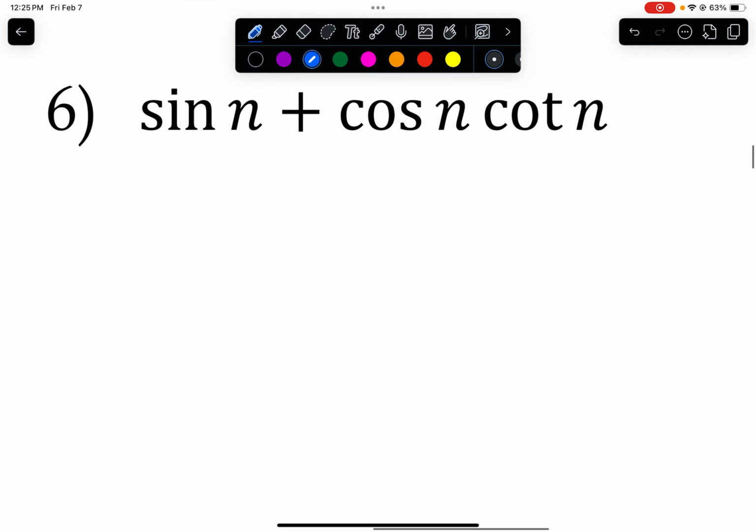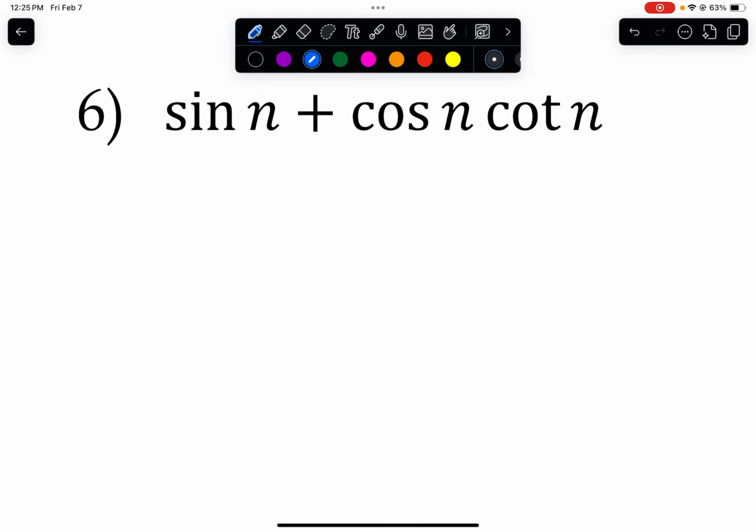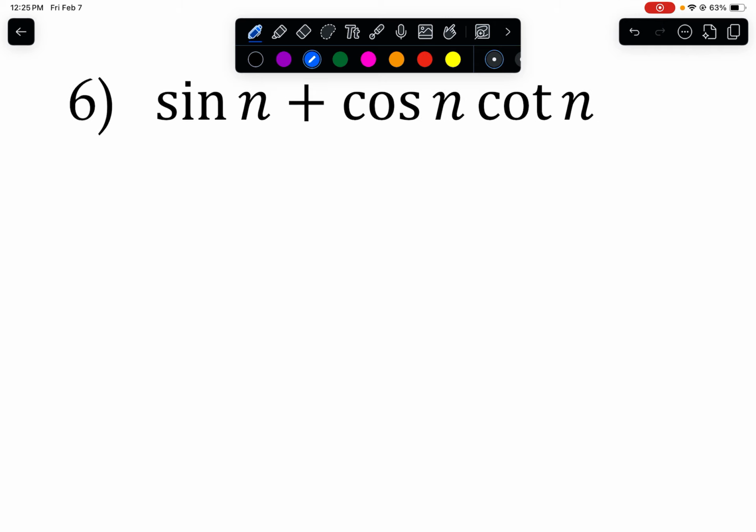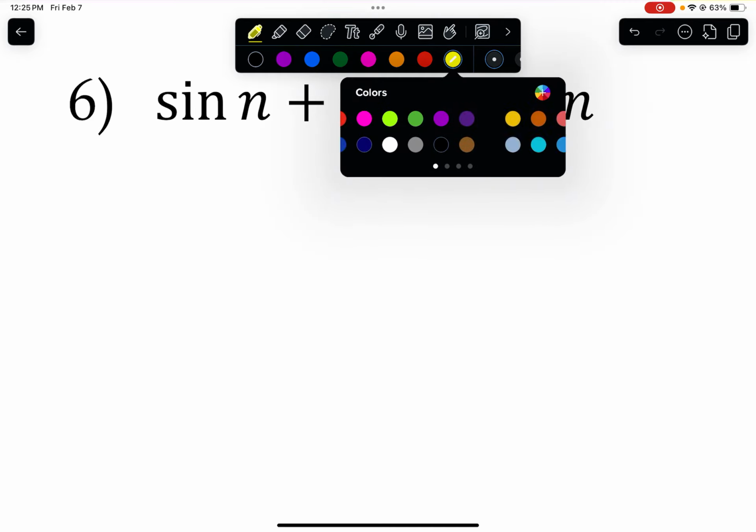Number 6. Please stop crying. I know this is awful, but it's my personal fave. Okie dokie. All right, so let's choose a fun color. I mean, this is also terrible, so what makes it fun?